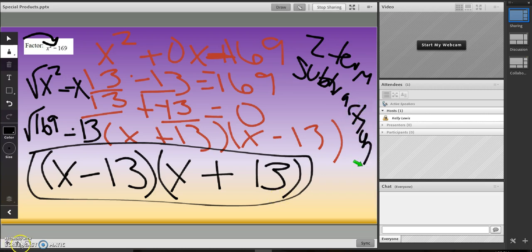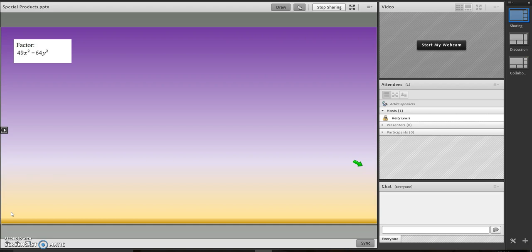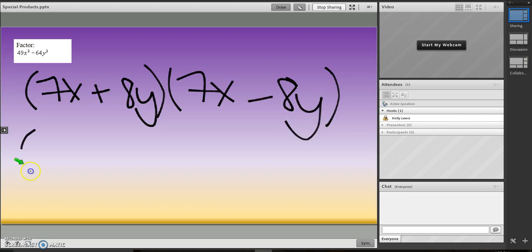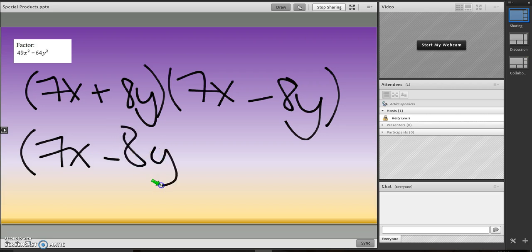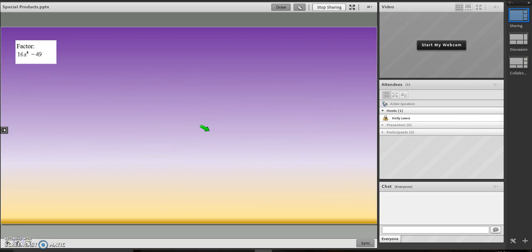All right, let's try another one. Okay, two terms, got it. Subtraction, got it. So, square root of 49 is 7. Square root of x squared is x. Square root of 64 is 8. Square root of y squared is y. And it's subtraction, so one's plus and one's minus. I don't care if you want to write the subtraction first. Doesn't matter. Okay, we're not going to get worried.